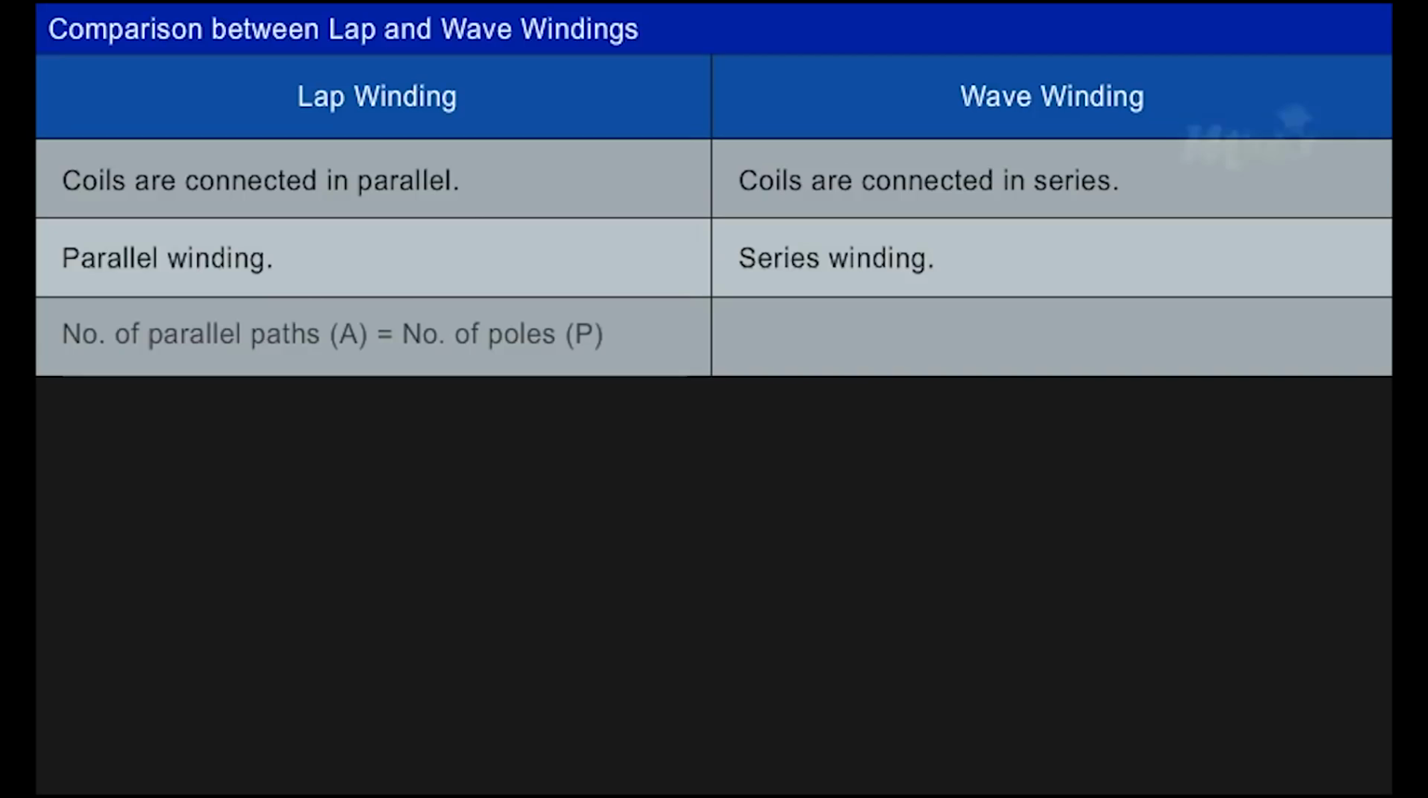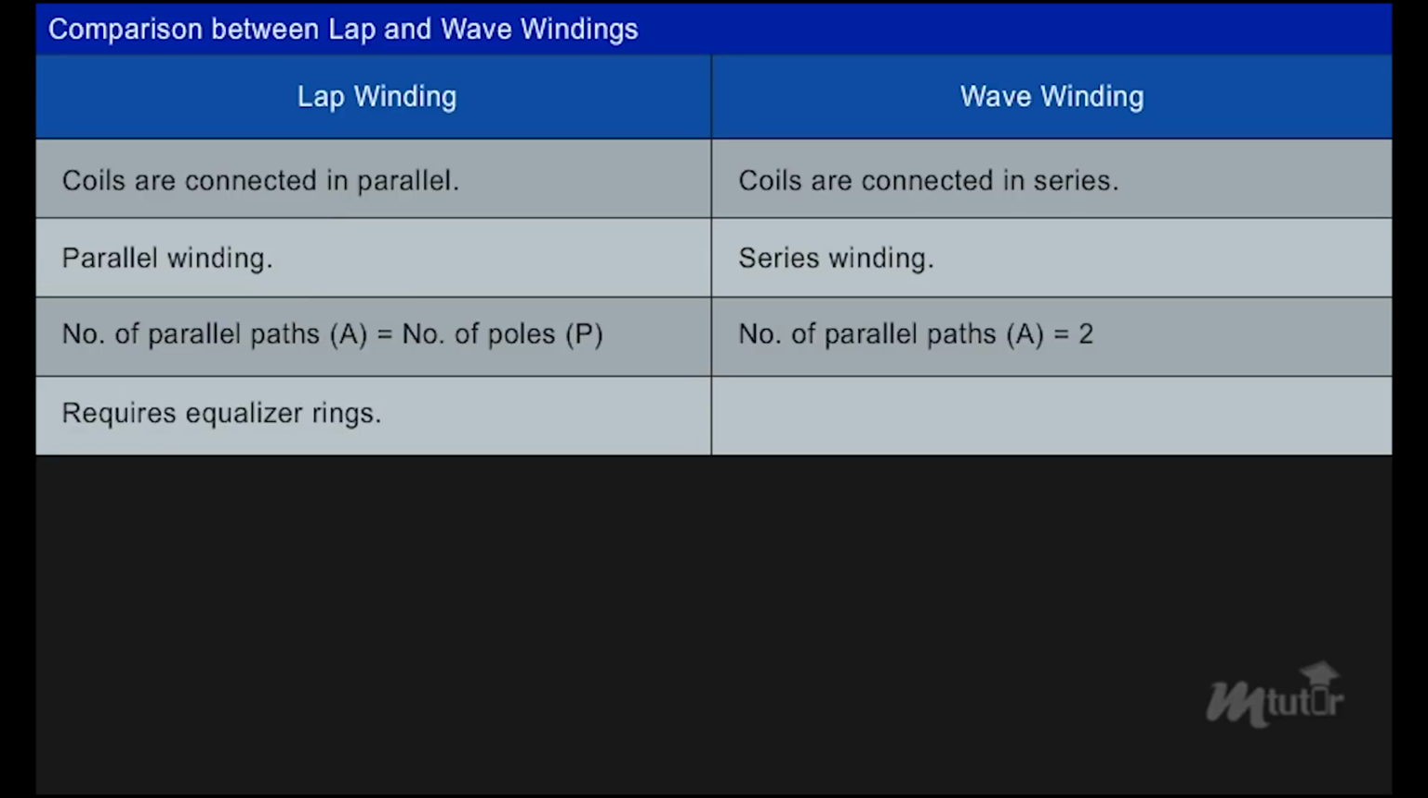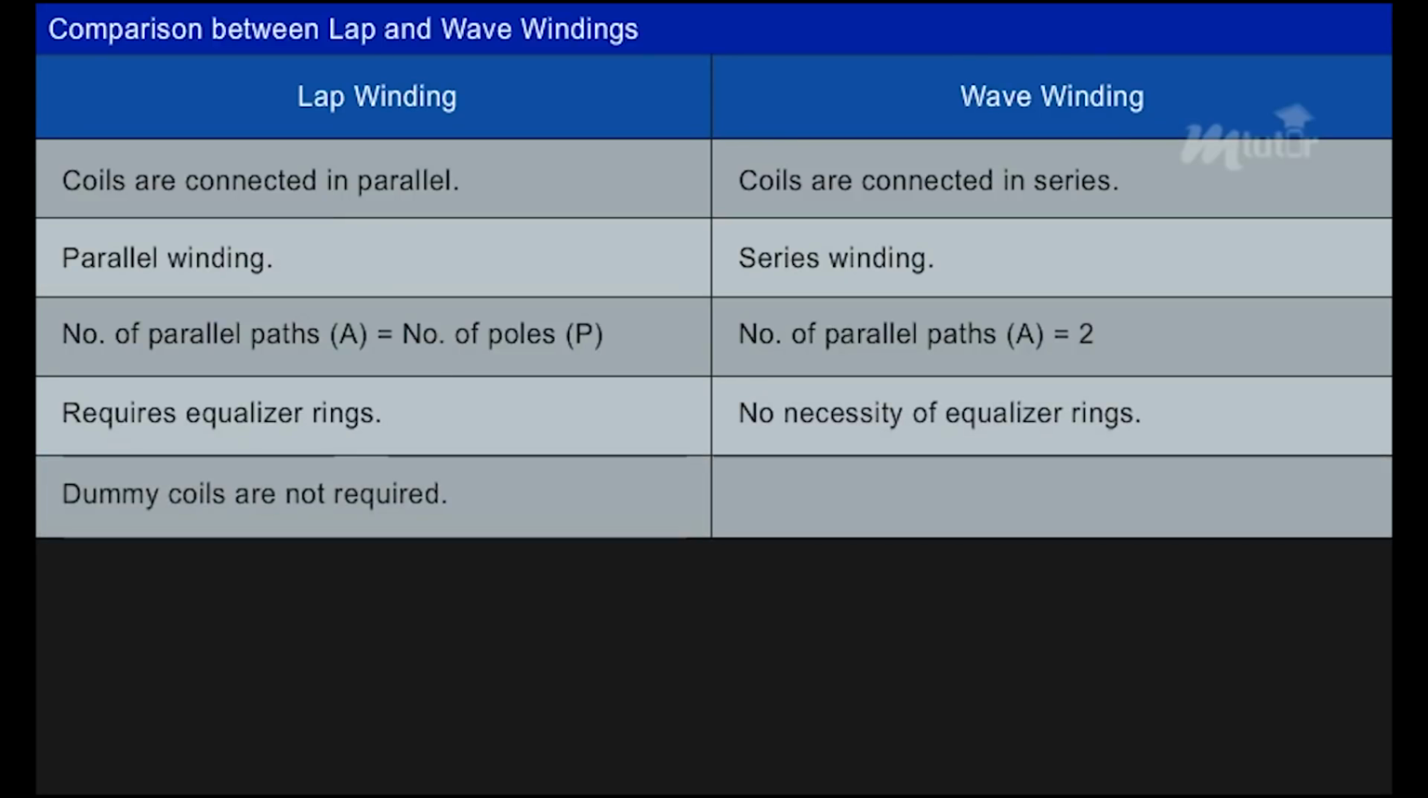In lap winding, the number of parallel paths A is equal to the number of poles P, whereas in wave winding, the number of parallel paths A is equal to 2. Lap windings require equalizer rings for better commutation, but wave windings don't. Dummy coils are not required in lap windings, but they may be used in wave windings.